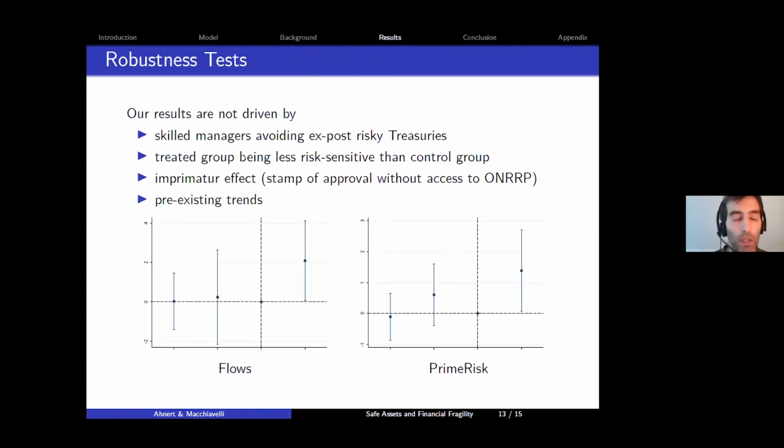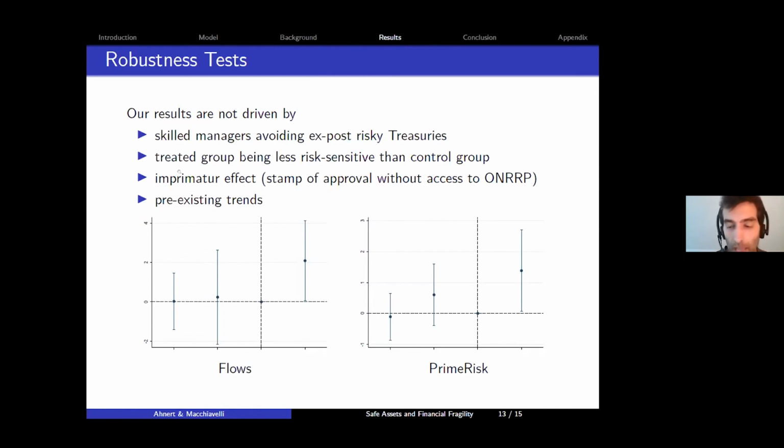Then finally, we have a battery of robustness tests where we show that our results are not driven by managerial skills. We do that by comparing the 2011 debt limit to the 2013 debt limit, and we show that it's not the case that if you avoided more at-risk securities in 2011, you avoid more at-risk securities in 2013. So there seems to be no correlation there, no learning or no skill involved. We also, by comparing 2011 sensitivities to 2013 sensitivities, can rule out the possibility that the treated group is indeed less risk sensitive than the control group. It's actually, if any, the opposite.